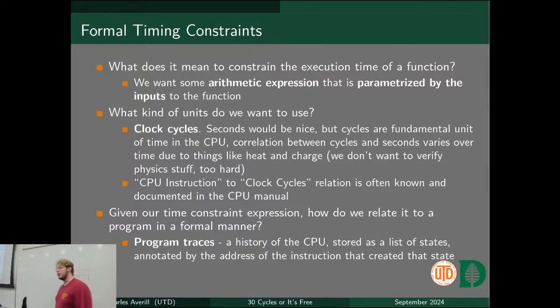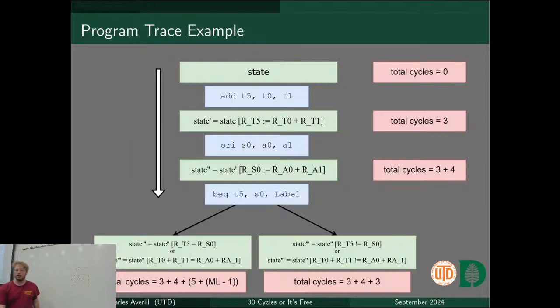So a program trace is a history of the CPU. It's just a list of all the old states throughout the function that happen after each instruction gets executed, basically. And these states are also annotated by the address of the instruction that created them. So this is an example of a trace. We've got some state at the beginning. We don't even know what it is. We don't care what it is. It's just some state. It could be anything.